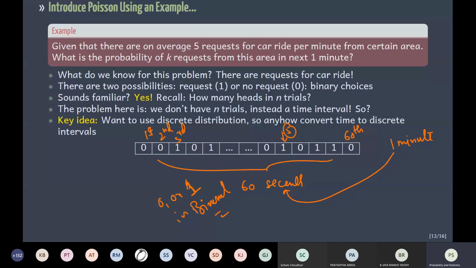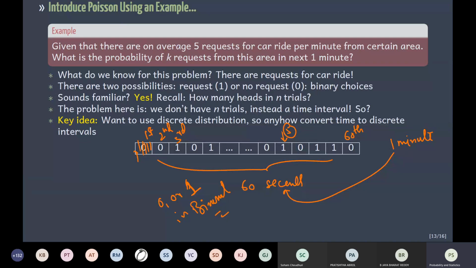Another possibility is that we refine our bin more, maybe to milliseconds. So we will partition each second further into milliseconds, and then I may be almost sure that within 1 millisecond there is only the possibility of getting one request, or no request. So this is the approach we are trying to do.